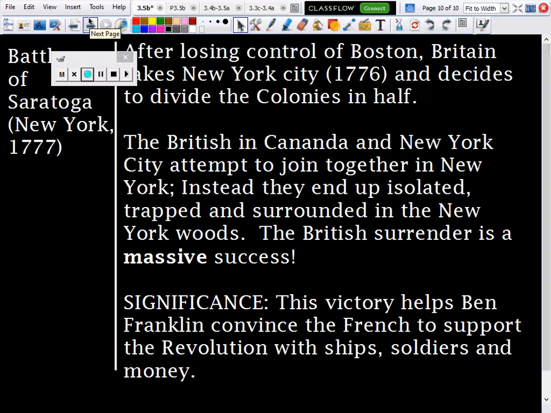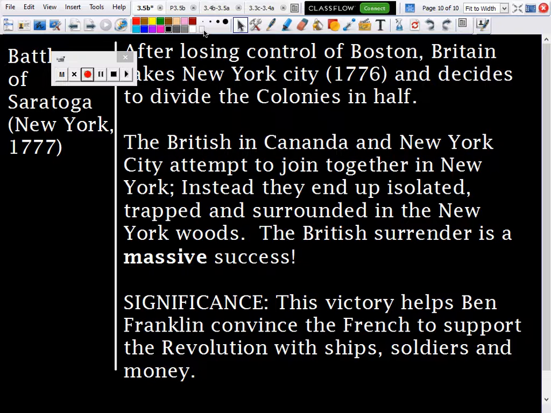Now, these are the notes for you to copy. Most of these you already heard me talk about as we were looking at the map. But as the British Army travels to unite with each other, particularly in New York, they don't have the advantages that they had hoped for. It was a really complicated maneuver. They were trying to combine three armies, if I remember correctly.